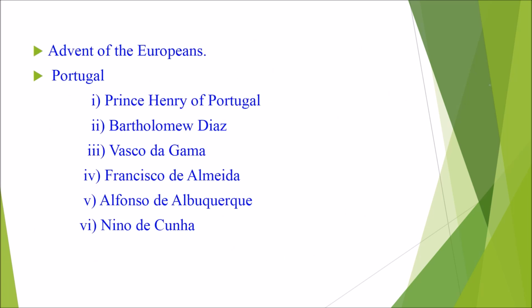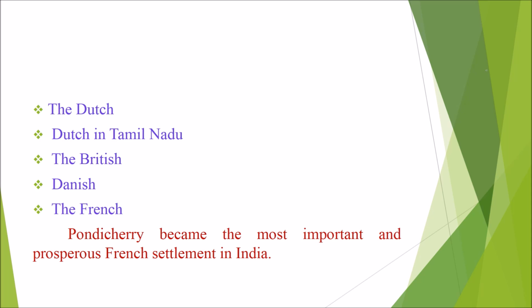Advent of the Europeans. Portugal. Under Portugal we have Prince Henry of Portugal, Bartholomew Dias, Vasco da Gama, Francisco de Almeida, Alfonso de Albuquerque, then Nuno da Cunha. Then we have the Dutch in Tamilnadu, the British, Danish, and finally we have the French. Pondicherry became the most important and prosperous French settlement in India.